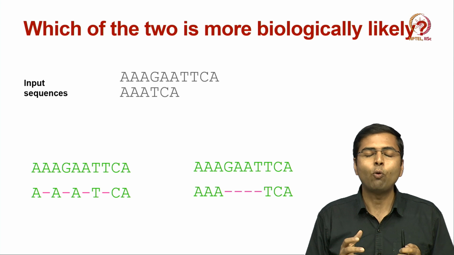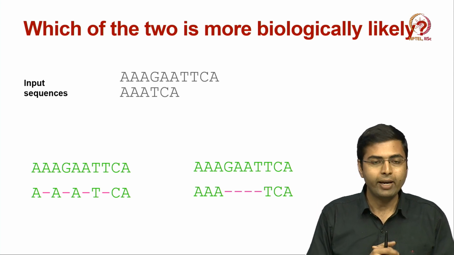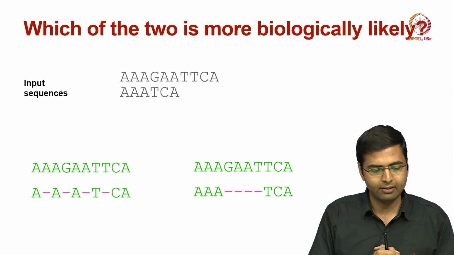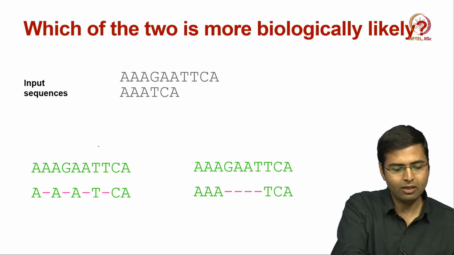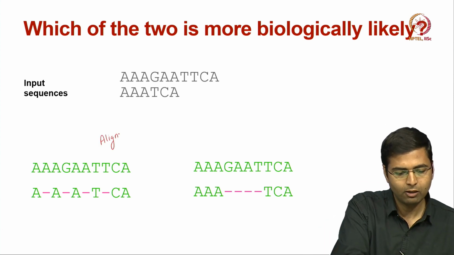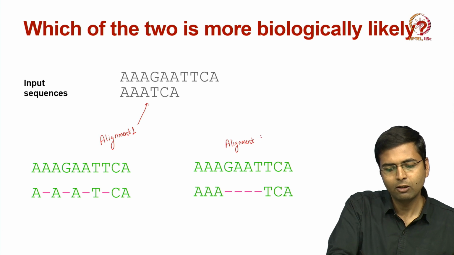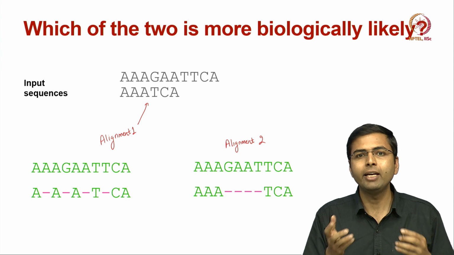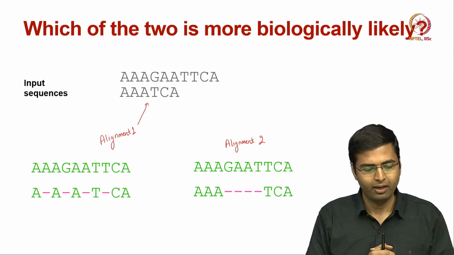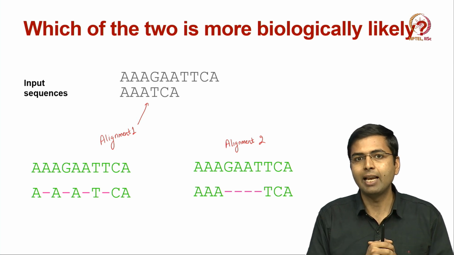So let us understand what scoring system can be appropriate for scoring a gap. Here I am showing you an example of 2 input sequences, and I am just showing you 2 alignment examples. So, this is alignment 1, that is between these 2 sequences, and this is another alignment possible between these 2 sequences. Now, the question is, which of these alignments do you think is more biologically likely? Is the left alignment more biologically likely, or is the right alignment more biologically likely?